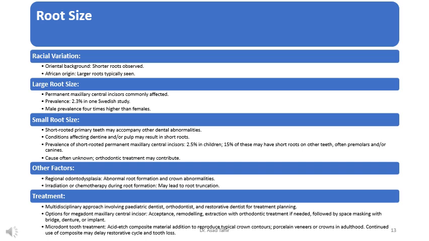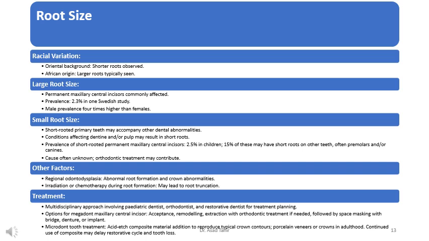Root size. Racial variation. Oriental background, shorter roots observed. African origin, larger roots typically seen. Large root size. Permanent maxillary central incisors commonly affected. Prevalence, 2.3% in one Swedish study. Male prevalence 4 times higher than females.